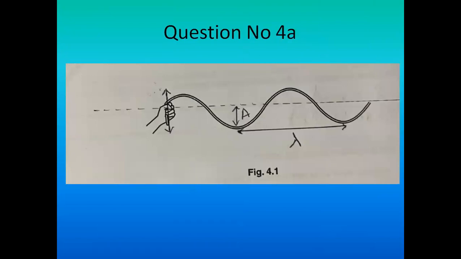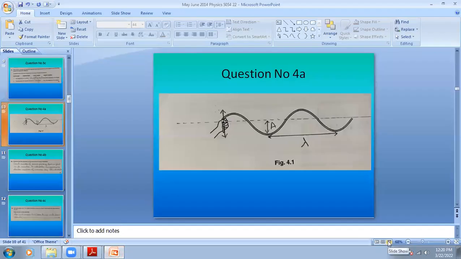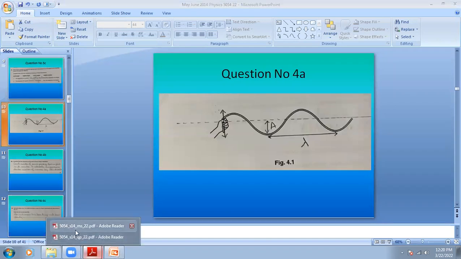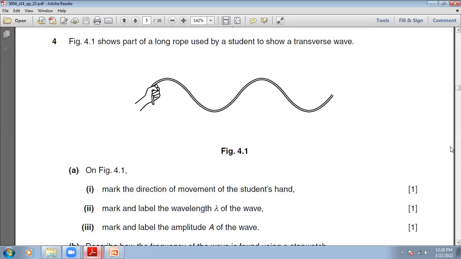So here you can see I have shown with 2 arrows the direction of the movement of the hand. I have shown the wavelength, and I have also shown the amplitude. So hopefully you understand this. Okay, let's move to the next part, which is coming up on your screen.